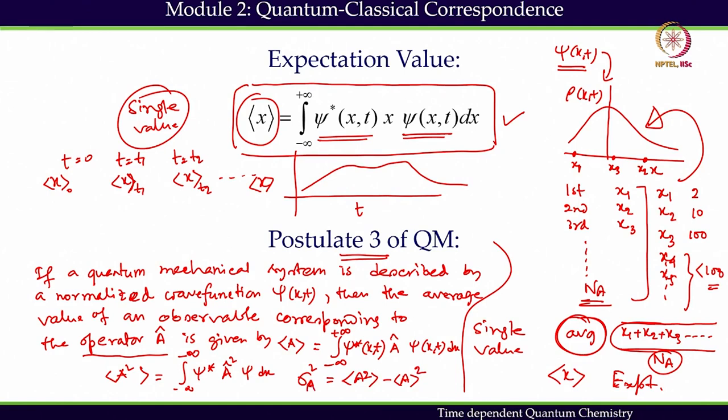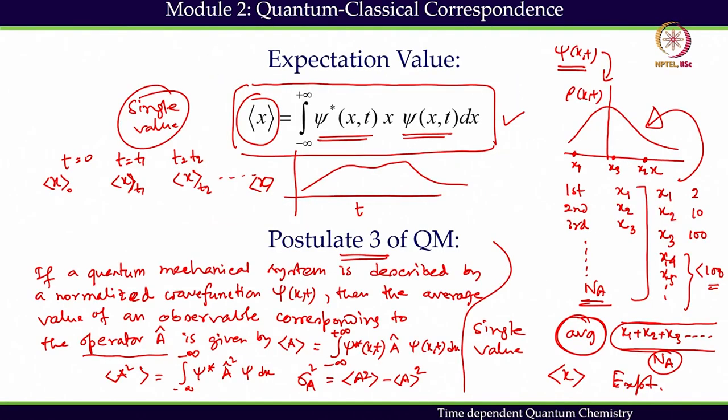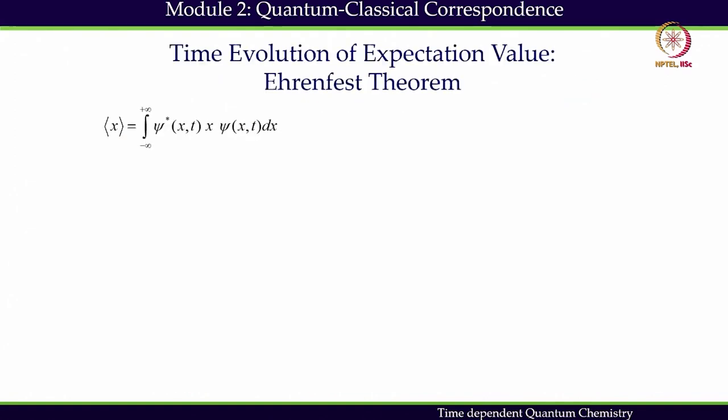This comes from one of the postulates of quantum mechanics. So, if I use that postulate and try to find out the expectation value from the wave function, the wave function is global, but the expectation value would be a single value at a particular time, then I can get how that is moving, and that can give me a classical flavor. And exactly what we have shown here, if these red dots, let us say, represent the expectation value at different times, then if I connect these points in the x-t diagram, what I am seeing, this line is nothing but the trajectory, just like a classical trajectory. So, I have some way to present quantum dynamics in terms of classical trajectory, if I consider the average of the distribution.